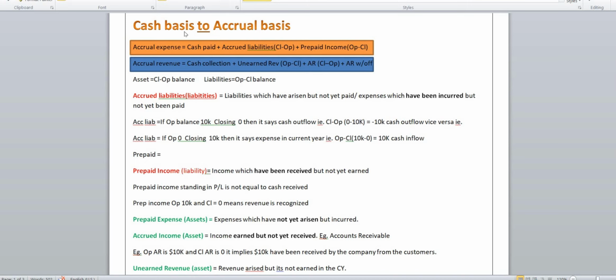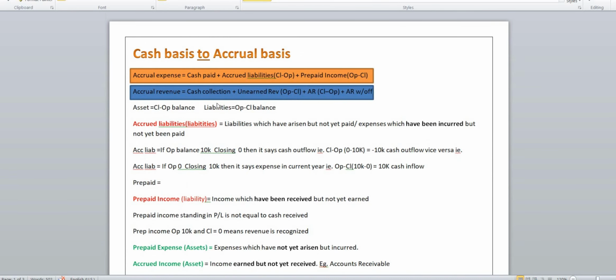What is cash basis? Cash basis considers only two things: cash inflow and cash outflow. And accrual basis does not consider cash inflow and outflow, but it considers income recognized or expense incurred in the current period. So these two are the important formulas. Remember this. If you forget everything, just remember the formulas. But today I am going to explain in detail, so even if you forget the formula, by my explanation, you can solve the questions.